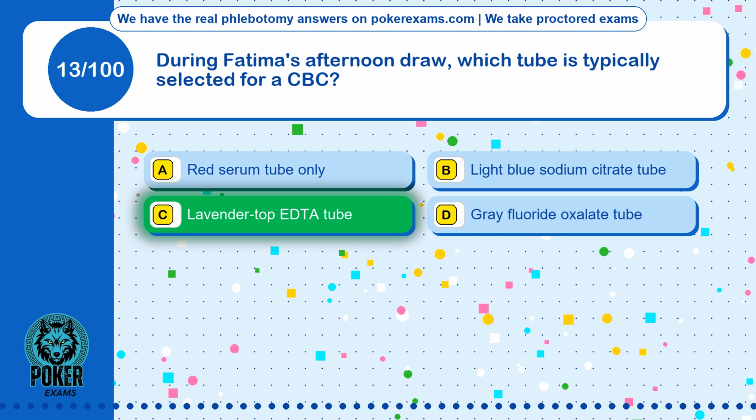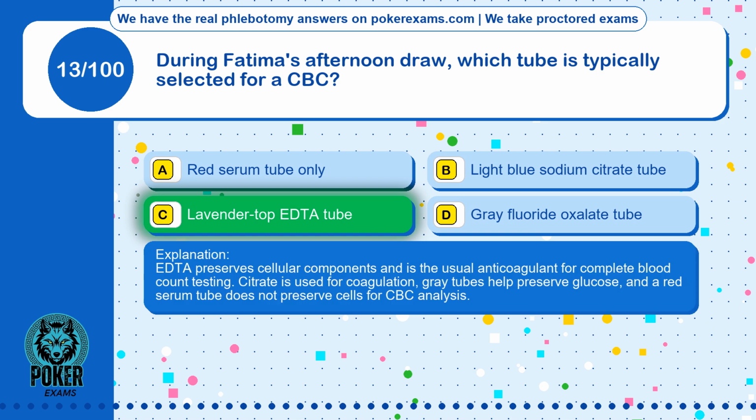The correct answer is option C. Lavender top EDTA tube. EDTA preserves cellular components and is the usual anticoagulant for complete blood count testing. Citrate is used for coagulation, gray tubes help preserve glucose, and a red serum tube does not preserve cells for CBC analysis.